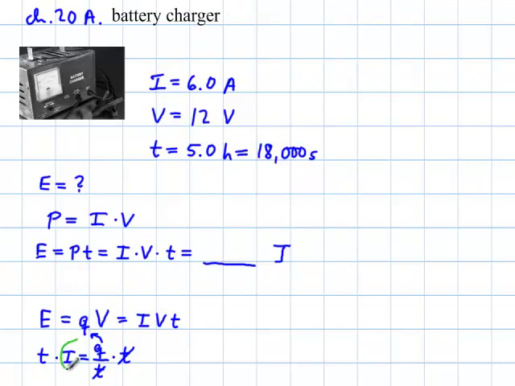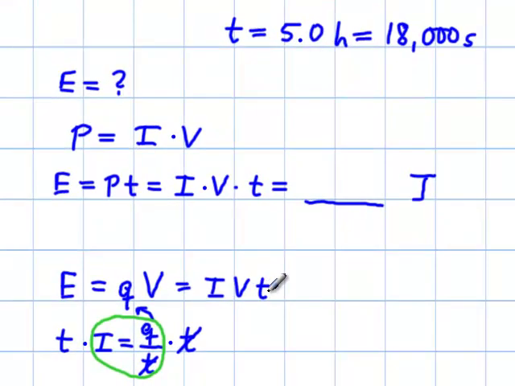this part here, electric current is charge per time, and then I just multiply that by time on both sides, so that time divides out and I can substitute the charge, and I come up with the same thing. I substitute electric current times time and come up with electric current times voltage times time. So the equation that is needed can be arrived at in two different ways.